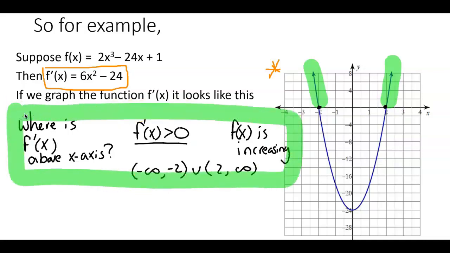So wherever the derivative is, if you're looking at the graph of a derivative, wherever that graph is above the x-axis, that means the derivative is greater than 0 there, which means that my original function must be increasing on that interval. Likewise, I could ask, where is f prime of x below the x-axis?